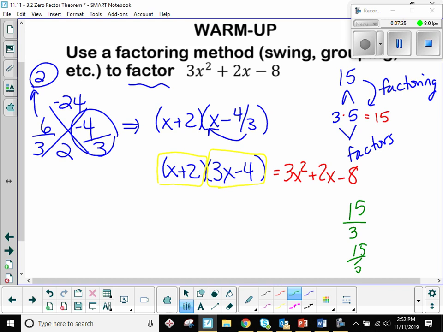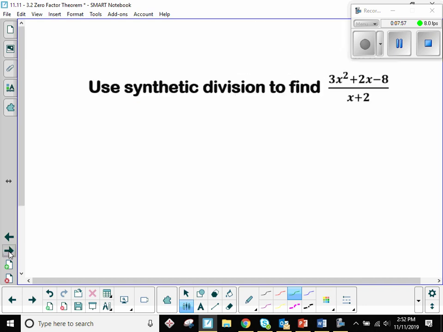Same thing over here. If I were to take this entire thing, that red stuff, divided by 3x minus 4, what should I get? x plus 2. And if I took 3x² plus 2x minus 8 and divided it by x plus 2, what should I get? The 3x minus 4. So if you look at that next problem on your notes, that's exactly what we're going to do. But we're going to use synthetic division to prove it to ourselves, that we would, in fact, get 3x minus 4, right? And then there's something special we need to talk about after we do that.